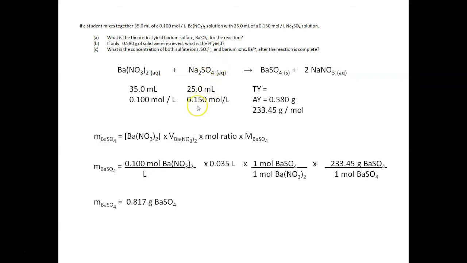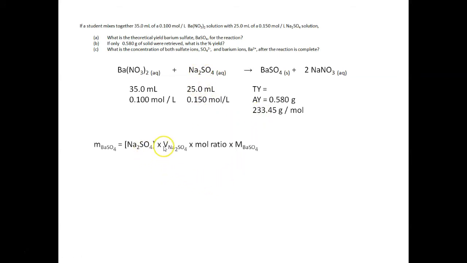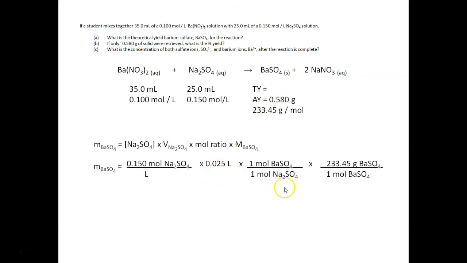So now I'll calculate how many grams my sodium sulfate will produce. Again, I'm going to take the volume and multiply by the concentration. That will get me to moles. Multiply by a mole ratio to give me moles of barium sulfate, and then multiply that by the molar mass. So we substitute in our values, and we multiply, and we get that my 25 milliliters of my sodium sulfate will produce 0.875 grams of barium sulfate.